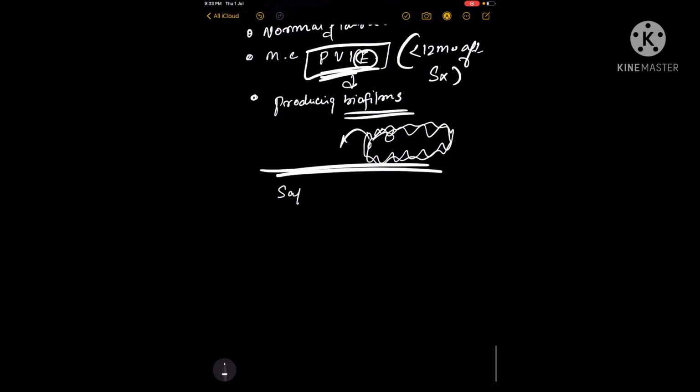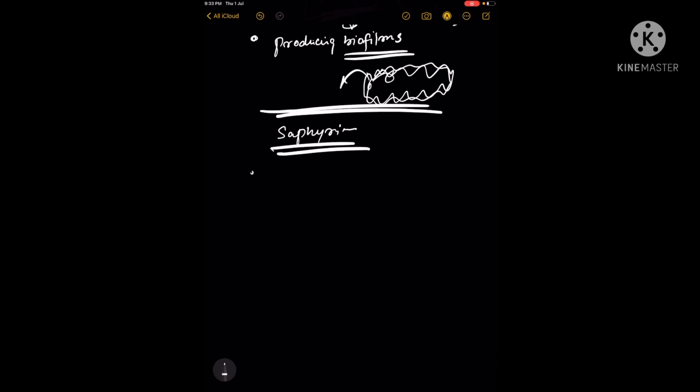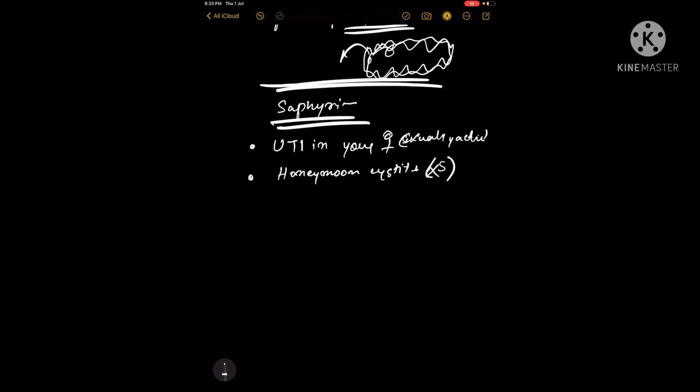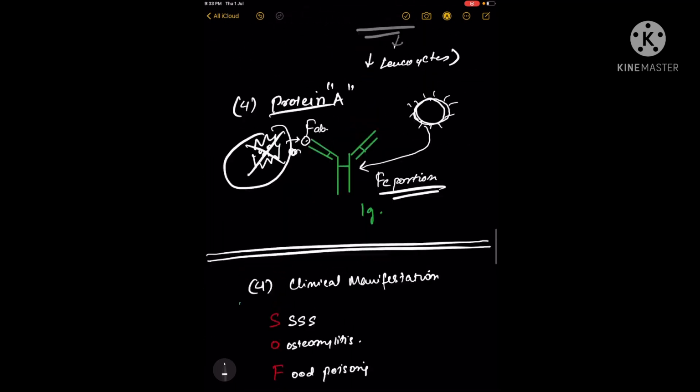And saprophyticus, the introduction is also the same, and the thing that you need to know is that it causes UTI in younger females who are sexually active. It's also called honeymoon cystitis, and it's not sexually transmitted. So that's all you need to know about Staphylococcus.